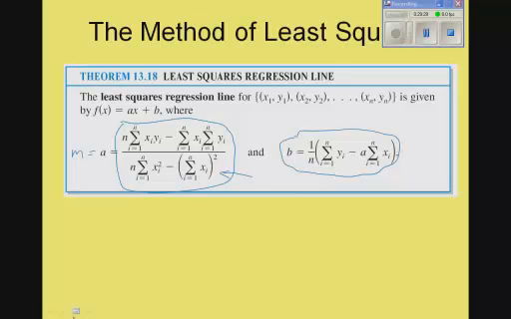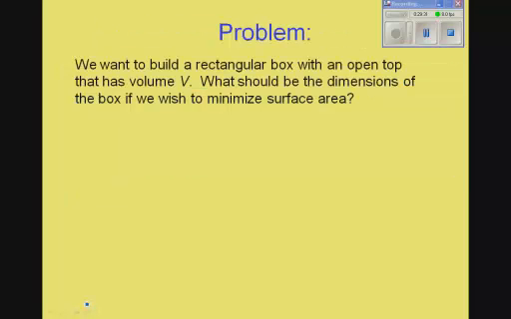No? We had enough. All right, let's go back to the problem you guys just worked on. We want to build a rectangular box with an open top. Volume V. What should be the dimensions of the box to minimize surface area? So, yeah, my suggestion was, let's do this. Let's write S equals xy plus 2xz plus 2yz.